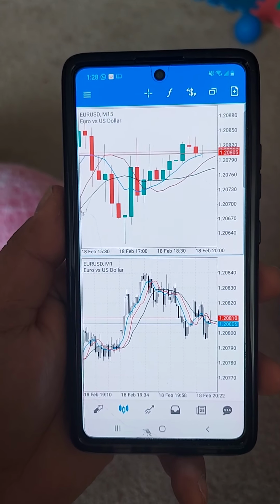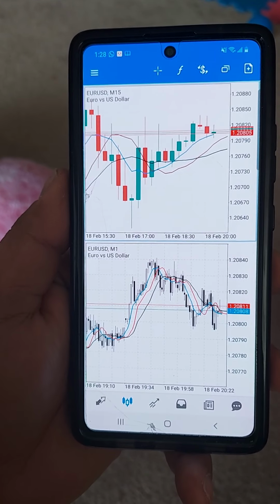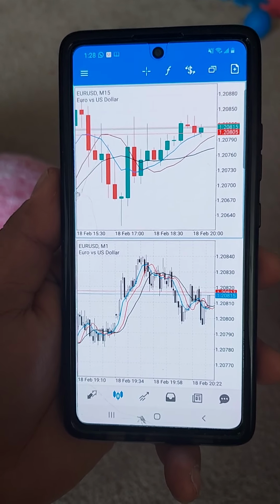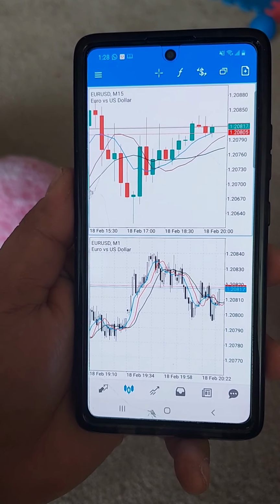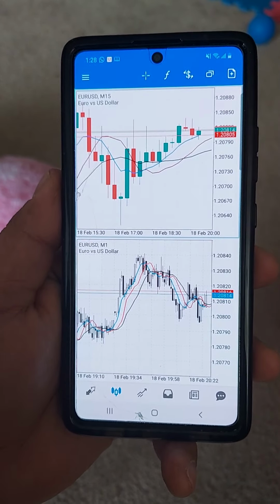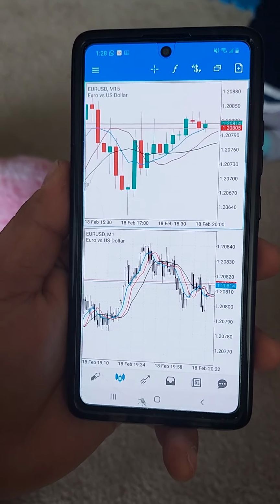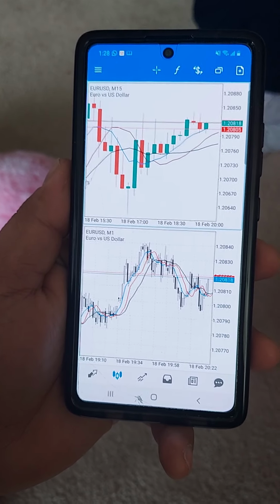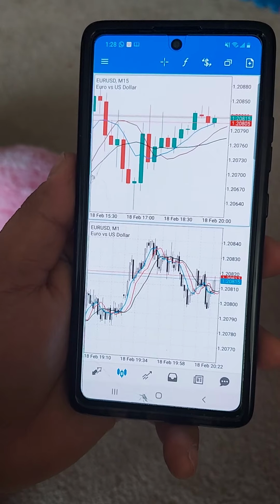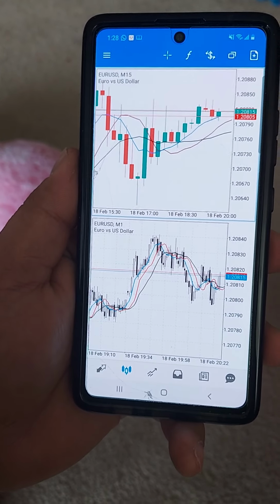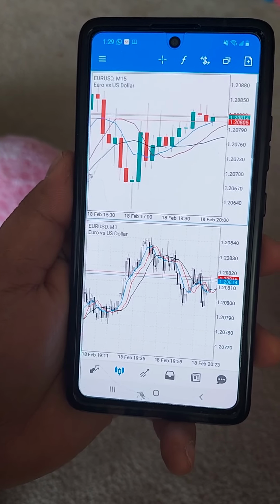You always trade with two time frames. For example, right now I'm using the 15 with the 1 minute, but sometimes I use the 60 minutes with the 5 minutes, and sometimes the 4 hour with the 15 minutes, and then the daily with the 4 hour, and the daily with the week, and the weekly with the month. So always use two time frames to trade. That way you can have a better chance to win.